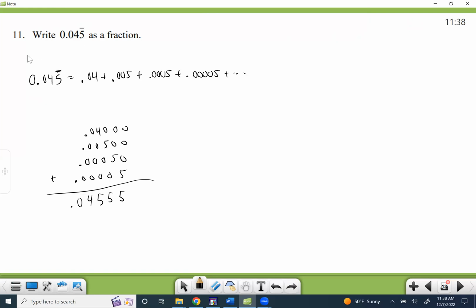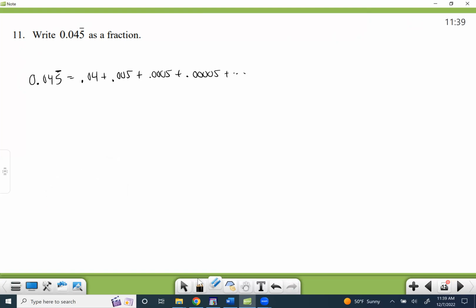When you put a bar over the 5, right? That means 0.0455555 forever, and that's what I'm getting right here. Down here, of course, the dots mean you'd add more. Okay. I wrote it like this because we're on the section about geometric series, so I wrote a series for that number.